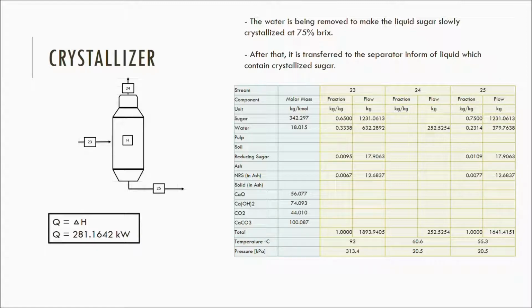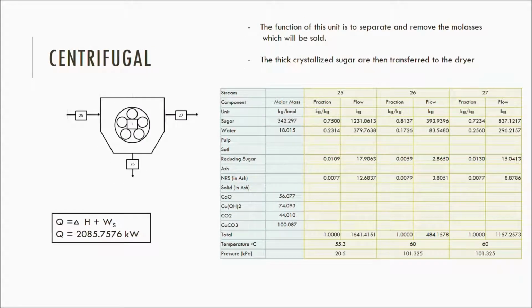Water evaporates at the rate of 252.5254 kg per hour at the temperature of 60.6 degrees Celsius at the pressure of 20.5 kPa, and the outlet of the crystallizer is 1641.4151 kg per hour at the temperature of 55.3 degrees Celsius at the pressure of 20.5 kPa. The energy produced from the crystallizer is 281.1642 kW.